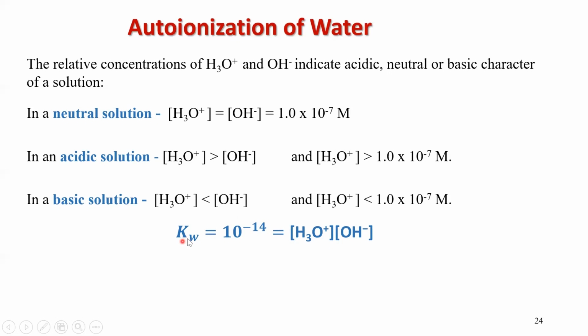Kw equals 1 times 10 to the minus 14 equals the hydronium ion concentration times the hydroxide ion concentration. Since Kw is a constant, if we know the hydronium ion concentration, we can calculate the hydroxide ion concentration. And if we know the hydroxide ion concentration, we can calculate the hydronium ion concentration.